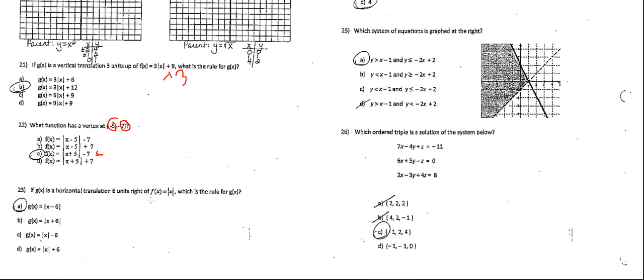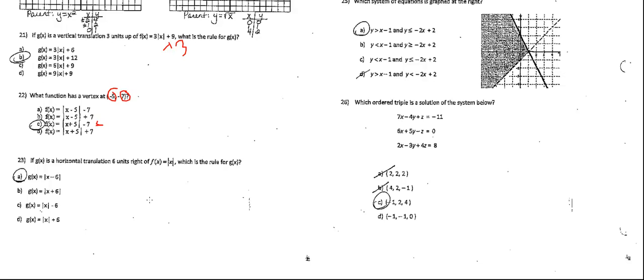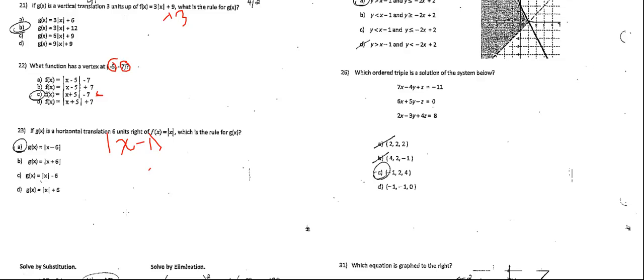Horizontal translation 6 to the right. Remember, that's going to be the opposite on the inside because it affects x, so it's going to be x minus 6. That was unnecessary. I didn't need to show that. Anyway, what else we got?